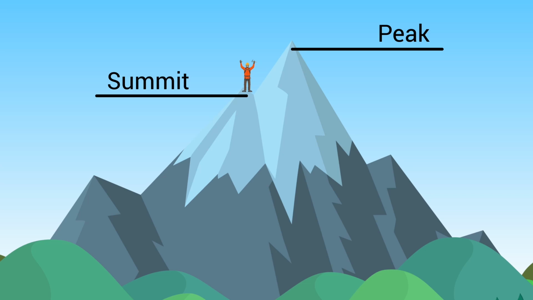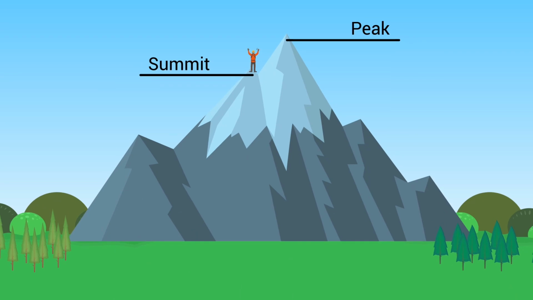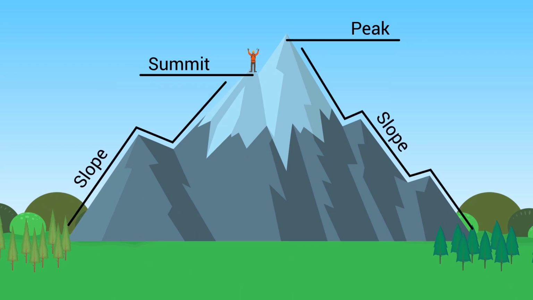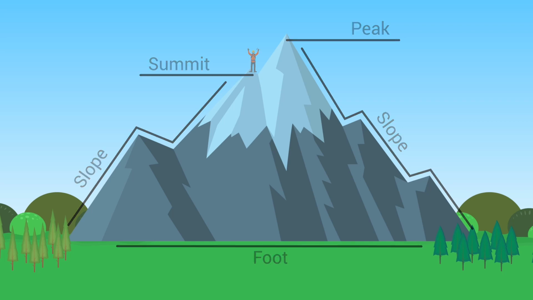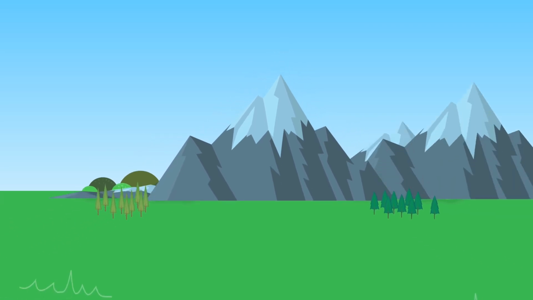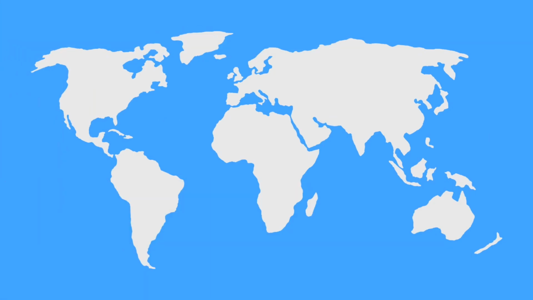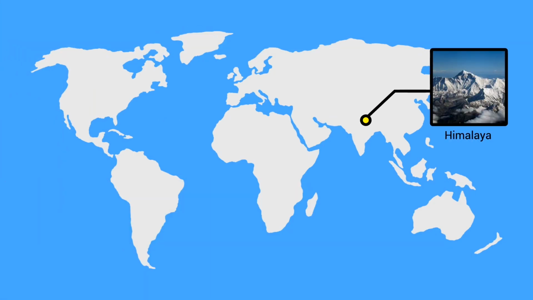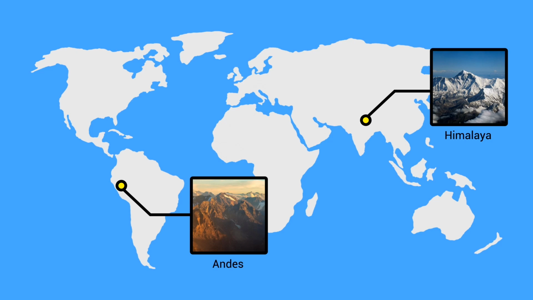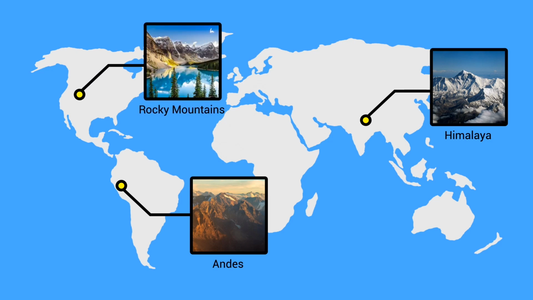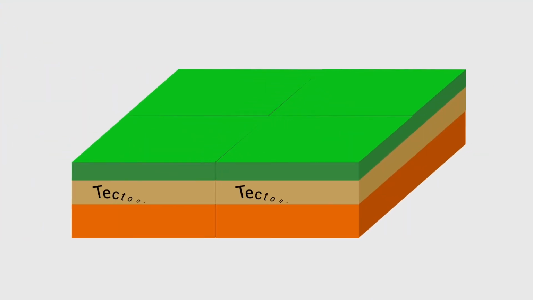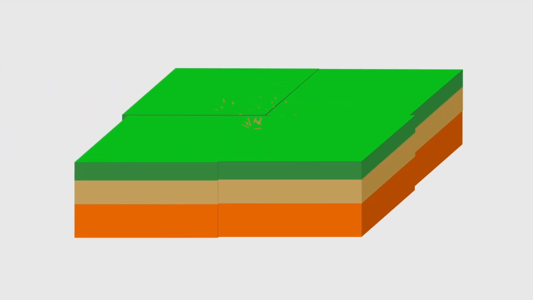In addition to the peak and the summit, there are two other parts, the slopes and the foot. The slopes are the side of the mountain, and the foot is the very bottom where the slopes begin. In most cases, mountains are found in mountain ranges, which are bunches of mountains crowded together. Some of the most popular mountain ranges are the Himalayas in Asia, the Andes in South America, and the Rocky Mountains in North America.